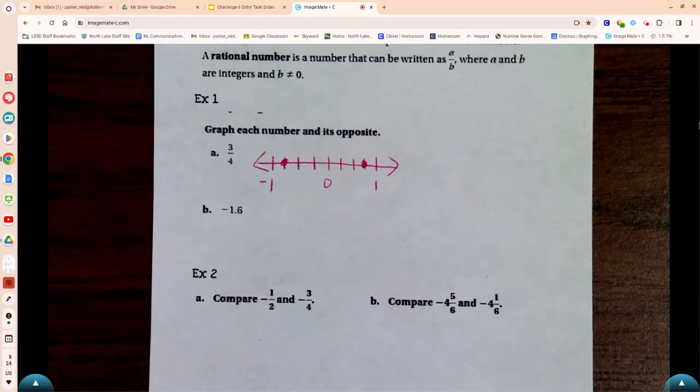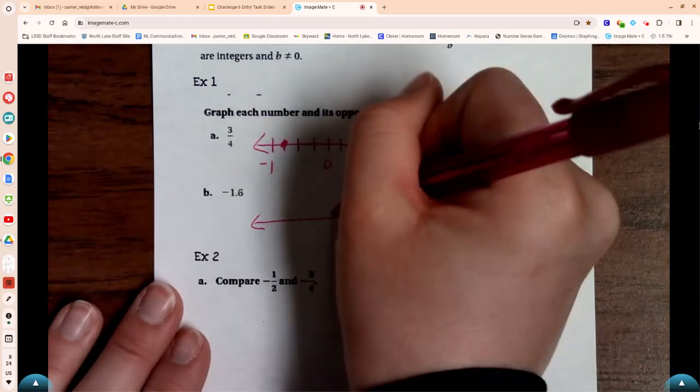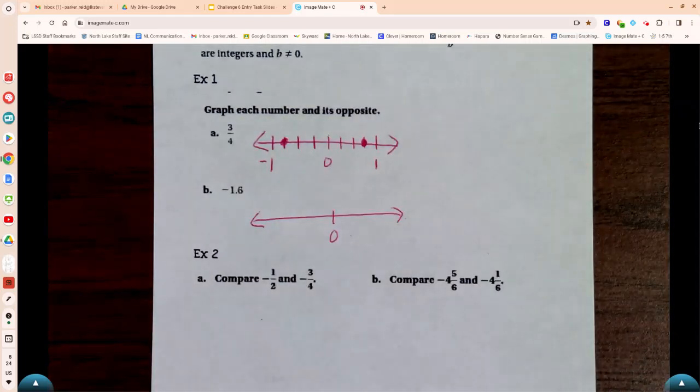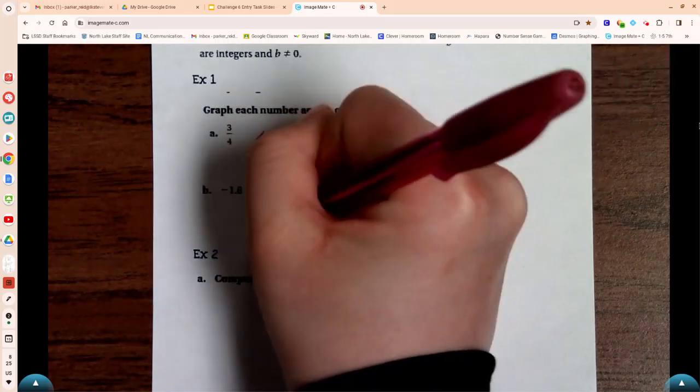Next one, we have a decimal number, but I'm still going to do the same thing where I'm graphing that and its opposite, which means I want 0 in the middle, so I have room for this number as well as its opposite, which will be on the other side. -1.6, what does that number fall in between? Which two numbers could we say that falls in between? Dash? -1 and -2. But yeah, so I'm going to start by putting -1 and -2 because I know it's going to be between those.